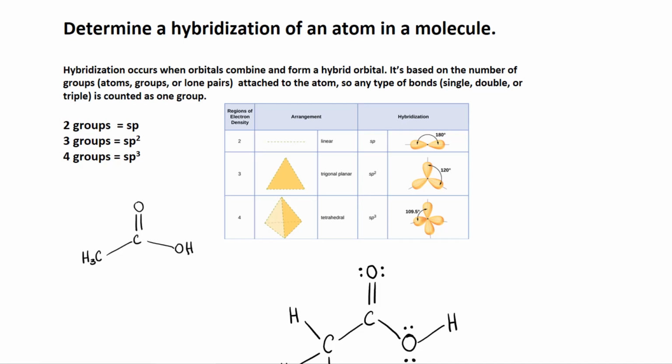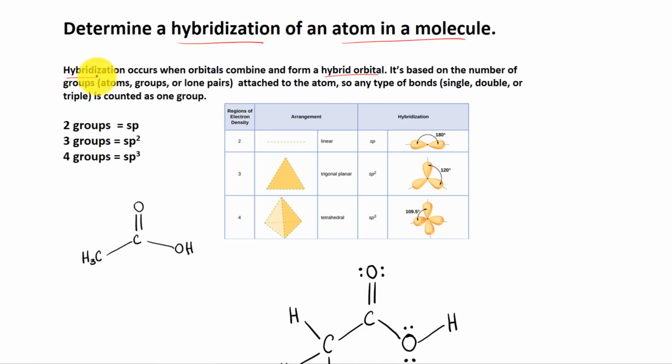In this video, we are going to learn how to determine the hybridization of an atom in a molecule. So you already learned how to draw the Lewis dot structure and know how to interpret a Lewis dot structure. Now we are going to learn to identify the hybridization of an atom. Hybridization occurs because we have multiple orbitals, or at least two orbitals, that combine and form hybrid orbitals. Hence, we have the term hybridization.